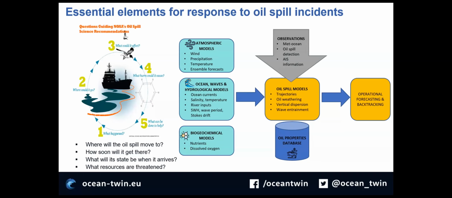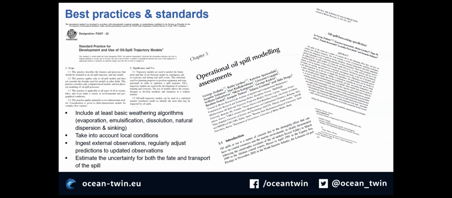Georgios already showed this. This is how it translates what the authorities expect from us in operational oil spill modeling. And Georgios has mentioned what is important for atmospheric, ocean and wave models. I will talk a little bit more about the oil spill detection, the oil weathering, and why it is important to have nutrients and dissolved oxygen information.